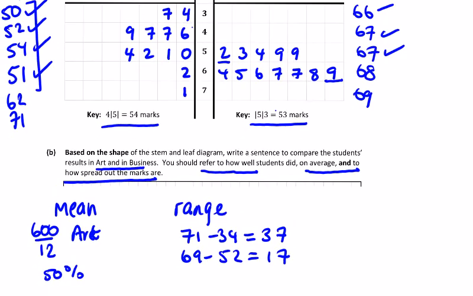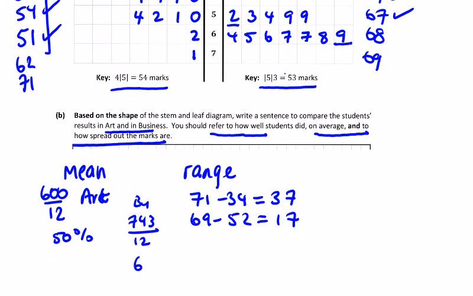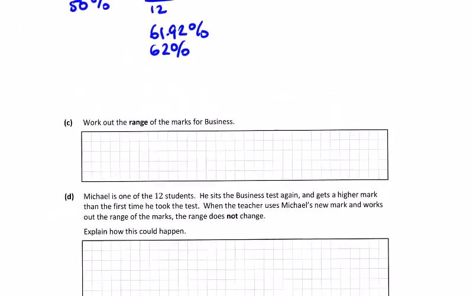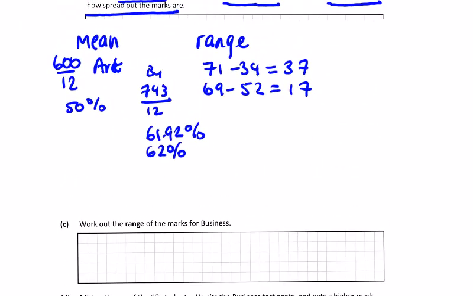And then for business I'm getting 743. We divide that by 12 and get a higher average, 61.92, so we round that to 62%. So the sentence you could give would be: higher average for business, smaller range; lower average and larger range for art. Then part C of the question asks for the range for business, which we've already done. The range was 17.